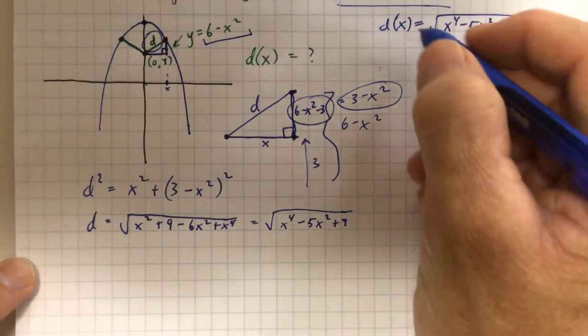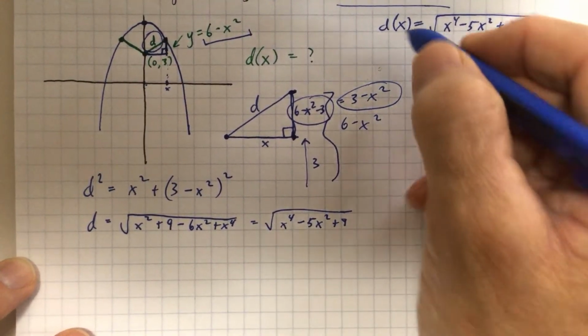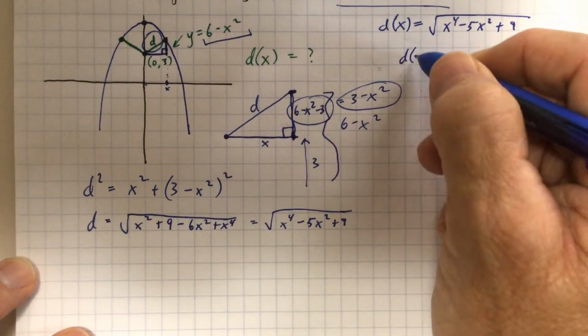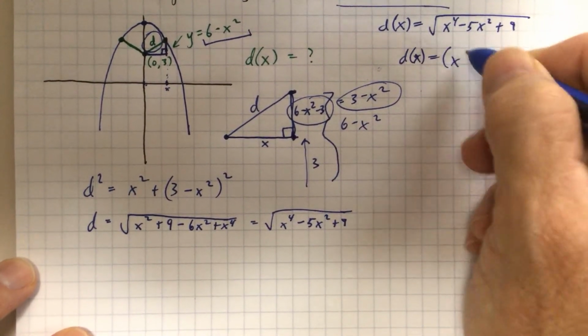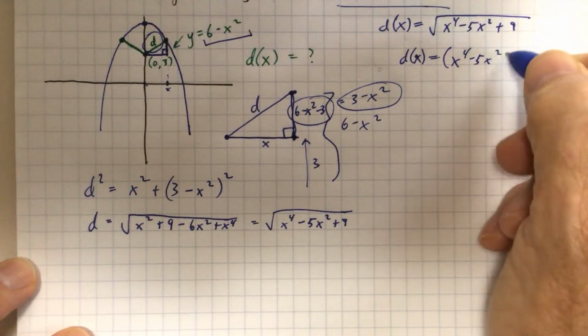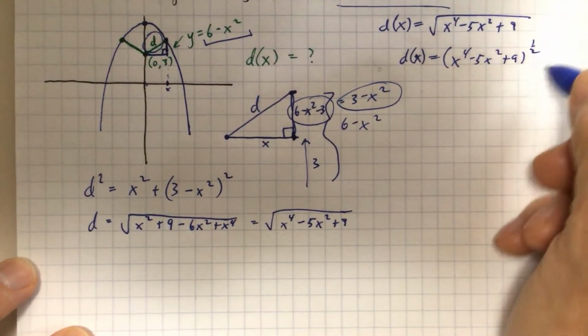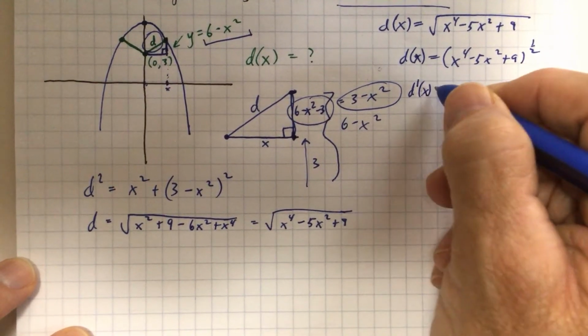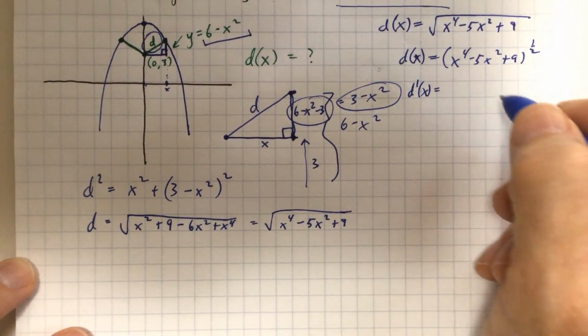So that's going to be really helpful. But how do we find a critical point? Well, we always have to find the derivative. Let's express the distance in terms of x as something to the 1/2 power. So that's to the 1/2 power, and then the distance, the d prime. So we always have to take a derivative, and we set the derivative equal to 0.